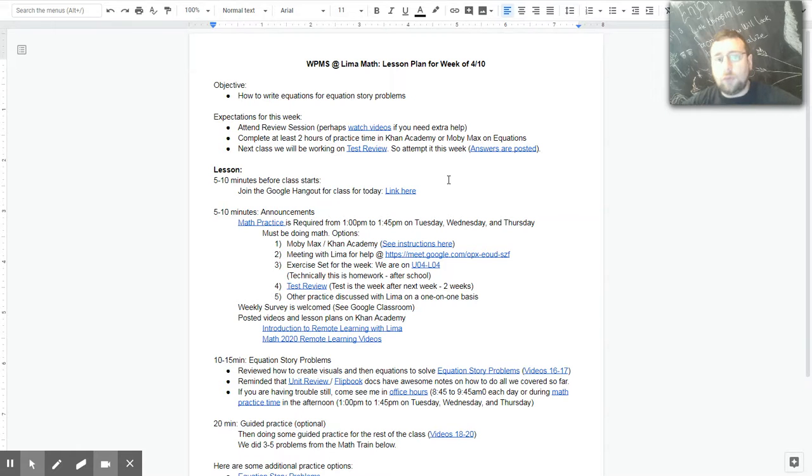The objective for this week is to learn how to write equations for story problems. And we're going to talk about how you can do that by creating a visual, which you can then use to create an equation and then solve the problem using the skills we've learned before.